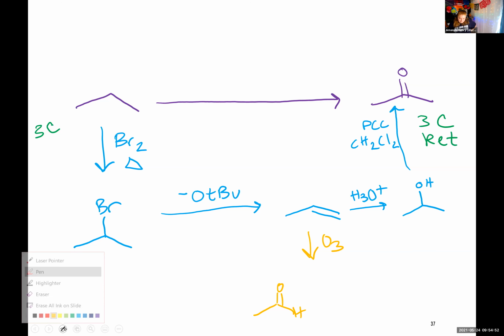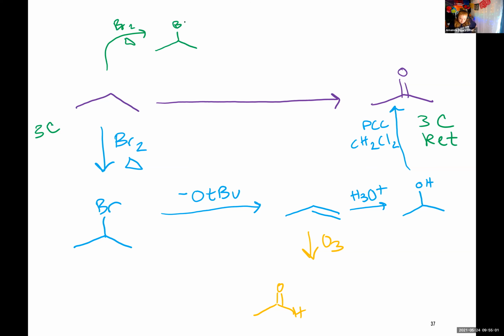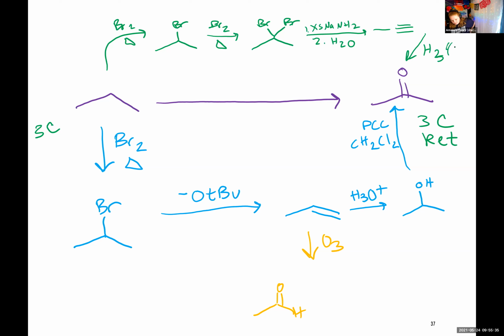Another way to do this would be if we did the Br2 reaction twice, and then did a double elimination. So we'd get an alkyne. So excess NaNH2, some water. And then acid and water, H3O plus, would get us to the ketone, because remember that actually makes the enol as an intermediate product, and then it tautomerizes into the ketone. So let's see, 1, 2, 3, 4, 1, 2, 3, 4, oh, same number of steps.